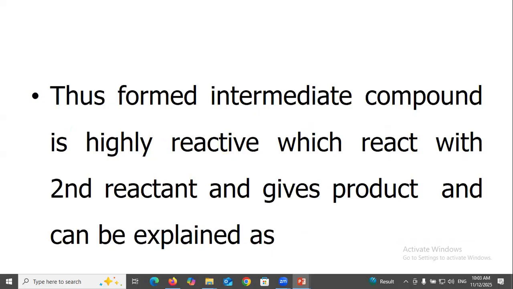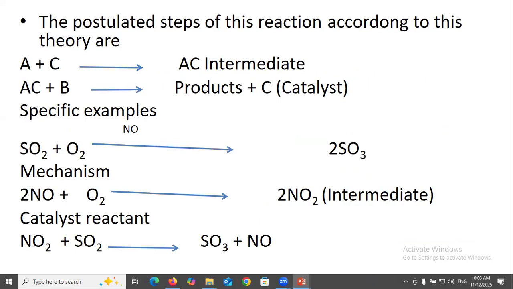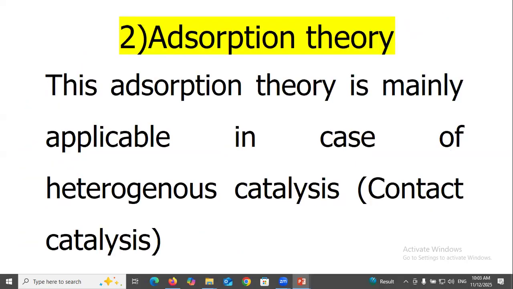This intermediate compound is highly reactive, and it reacts with the second reactant and gives the product. It can be explained as A plus B gives product, where C is the catalyst, and A and B are reactants. The postulated steps in the reaction according to this theory: A plus C gives intermediate, and intermediate plus B gives product, with C regenerated. In specific examples, sulfur dioxide and oxygen react in the presence of nitric oxide to produce sulfur trioxide. Nitric oxide and oxygen give nitrogen dioxide, and nitrogen dioxide and sulfur dioxide give sulfur trioxide and nitric oxide.